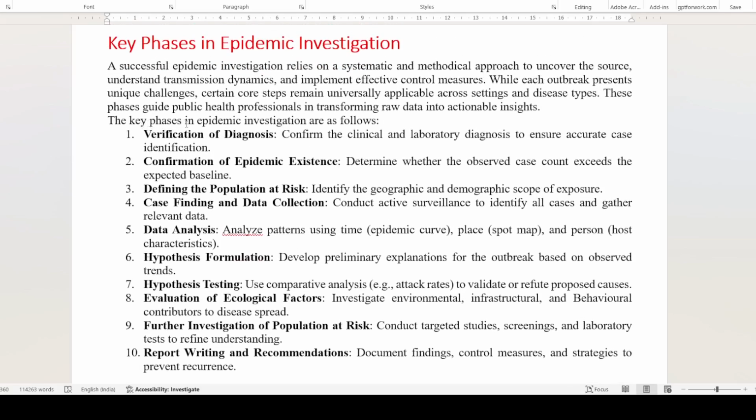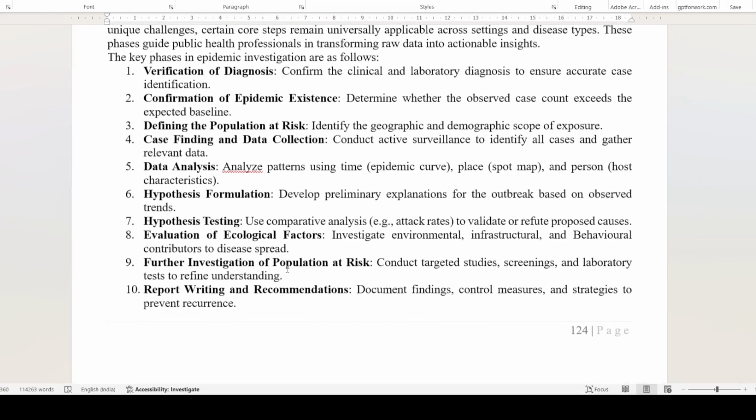We have 10 phases. Verification of diagnosis, which is confirmed through clinical and lab diagnosis. Then confirmation of epidemic existence, that yes, it is an epidemic, not an endemic. Then we define the population at risk, find the cases, and collect the data. Then analysis, hypothesis formulation, hypothesis testing, evaluation of factors and further investigation of the population at risk, and then report writing and recommendations. These are the 10 key phases in epidemic investigation.